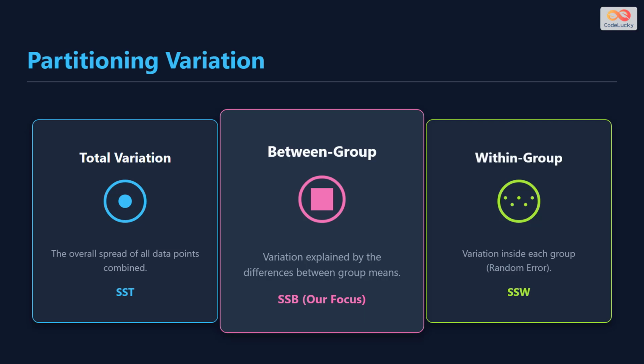When we look at any dataset, there is variation. Numbers are spread out. We call this total variation. To make sense of it, we split it into two parts. First, the variation inside the groups, which we often treat as noise or error. Second, the variation between the groups, which is what we are focusing on today. This is often called the explained variation.